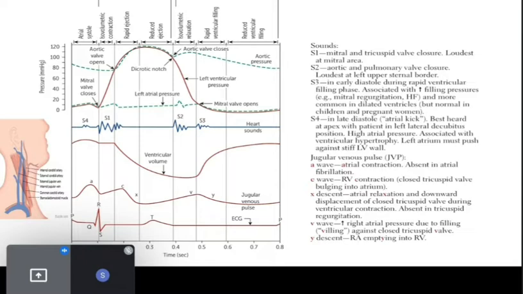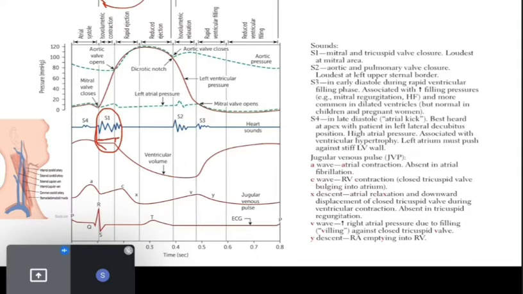So we will see here the systole. Here you have the systole, and in the early systole you have S1. At the beginning of the systole, you'll have S1 because it's the closure of the mitral and the tricuspid valves immediately before the systole begins. So here you have S1. Here you can hear it.